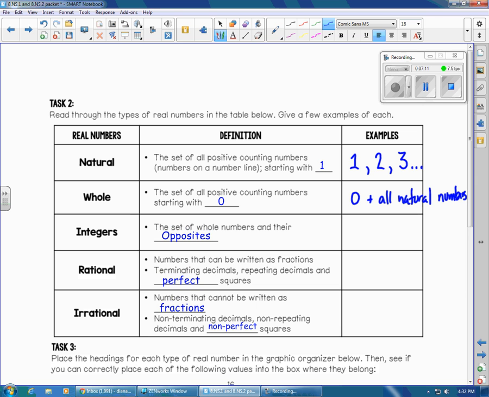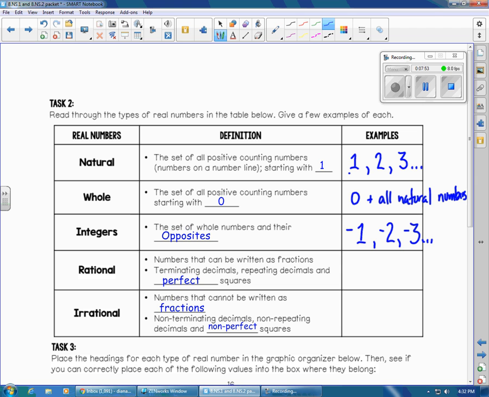So 0 plus all natural numbers. Integers, a set of whole numbers and their opposites. So we'd have 0, of course, 1 and -1, 2 and -2. Okay, though the 1 and the 2 are already included there because they're natural numbers. So technically I didn't have to write those there. Hopefully you weren't tracking with me too closely. Let's just put the negatives in here because we know that all of those other ones are in there as well. So -1, -2, -3, etc.